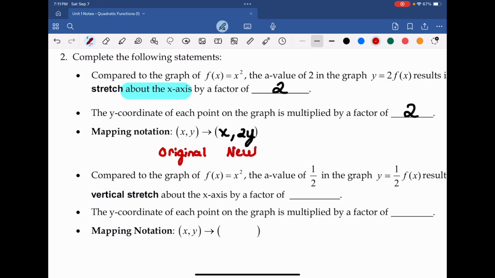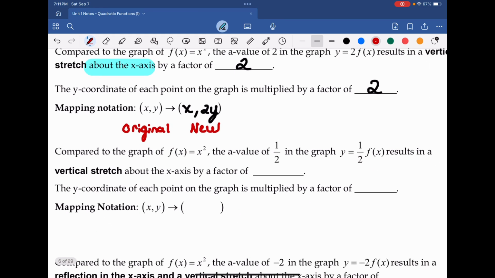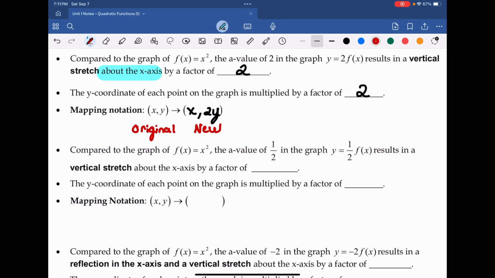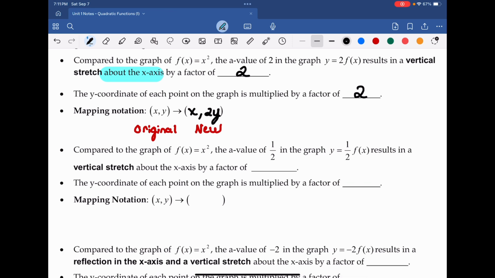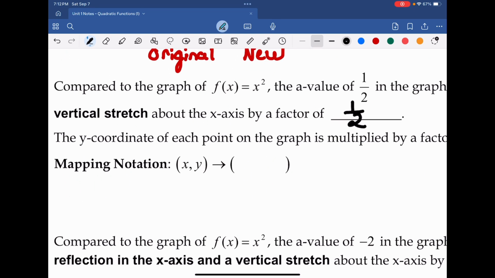All right, compared to the original graph, if we took an a value of 1/2, this resulted in a stretch factor about the x-axis of 1/2. It multiplied each of the y-coordinates by 1/2, and therefore in the mapping notation, just like we talked about, if this represents the original, which I'll short form as orig, and this is the new, well, the x values stayed the same and the y values each got multiplied by 1/2, so you're going to put (x, 1/2 y) in the mapping notation.